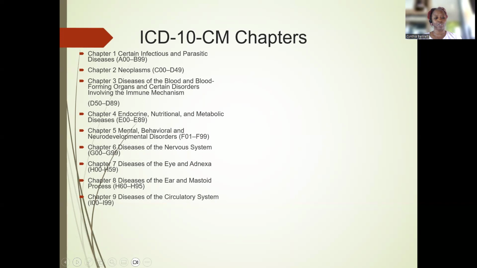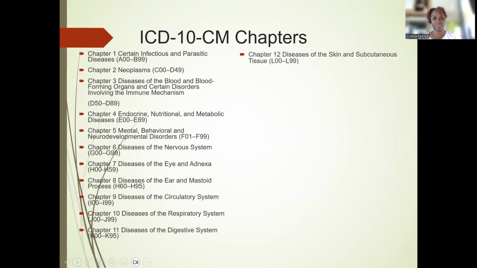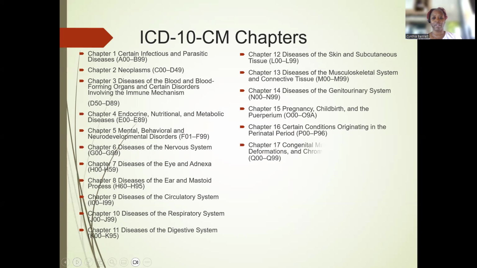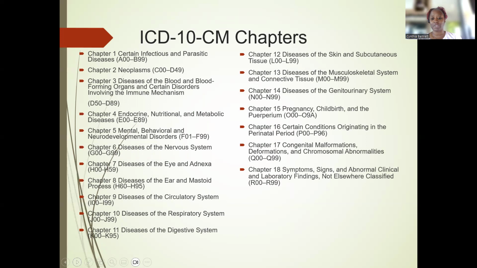Chapter 9 is going to be your circulatory system. Chapter 10 is your respiratory system. Chapter 11 is your digestive system. 12 is going to be your skin and sebaceous tissue. 13 is going to be the musculoskeletal system. 15 is going to be pregnancy, childbirth. 16 is going to be your perinatal period. 17 is going to be for your congenital malformations. 18 is going to be for signs and symptoms.